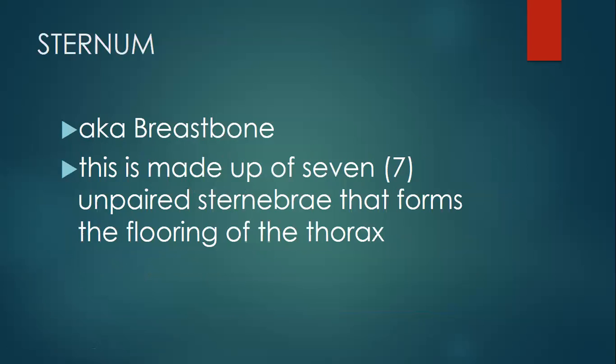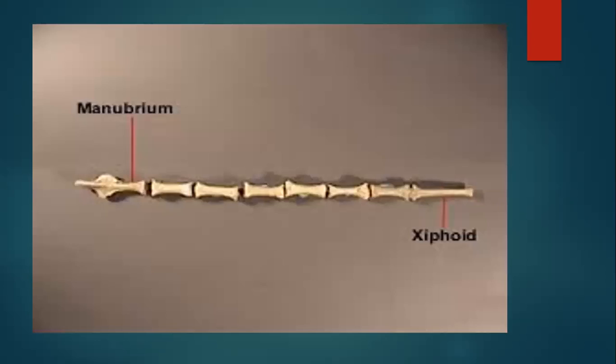The breastbone, for dogs, is made up of 8 unpaired sternebrae that form the flooring of the thorax. So this is a dog's breastbone. We have the manubrium, which is the first segment, then 2, 3, 4, 5, 6, 7, and the last one is the xiphoid.